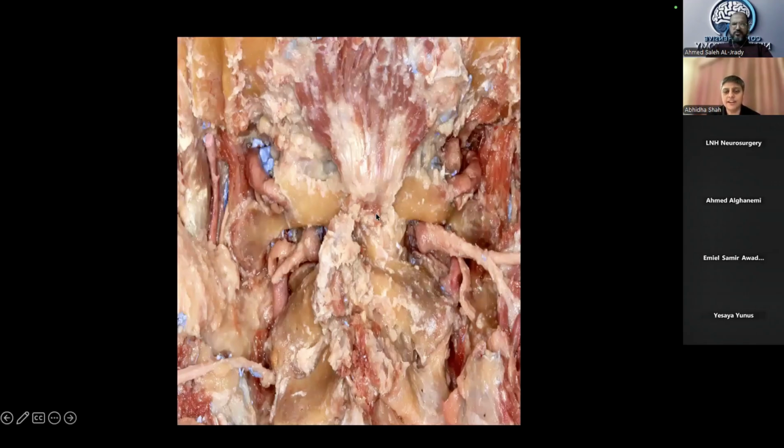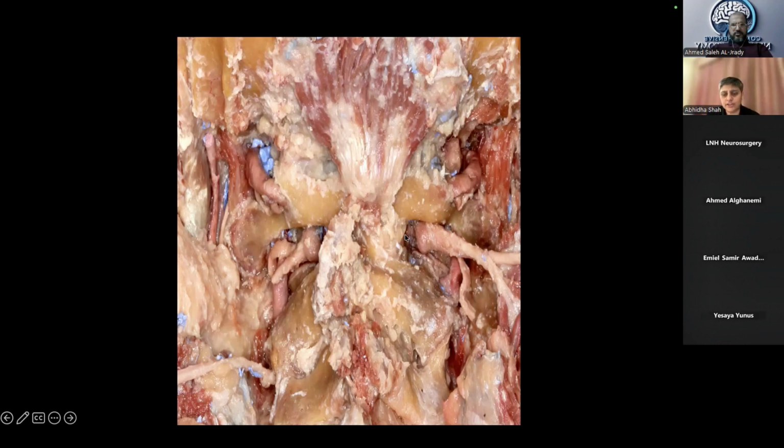Now this is the midline view. Here you can see the C1 completely bared. This is the C2, the huge C2 spinous process which gives attachment to a big blob of muscles, and that's why when you're doing the surgery you have to disconnect all these muscles. Otherwise, your implant will not hold.